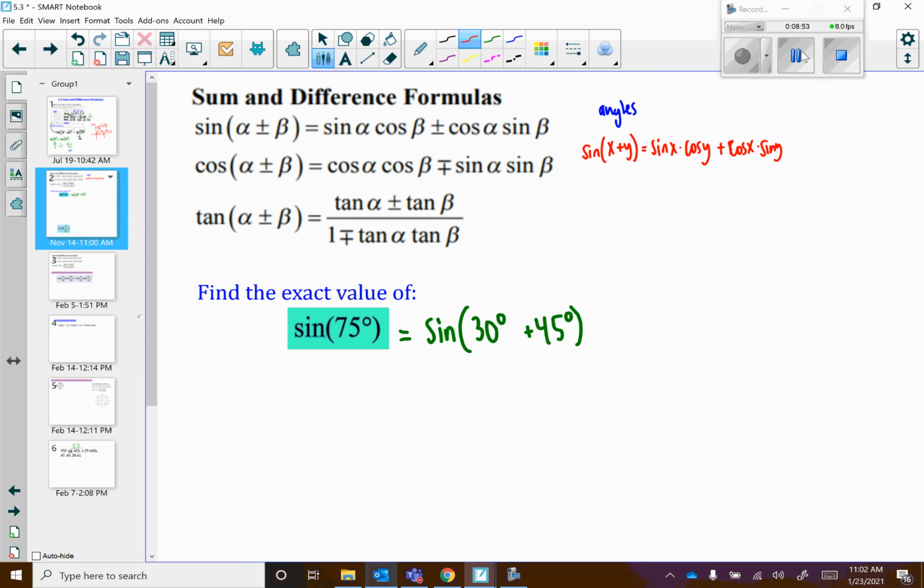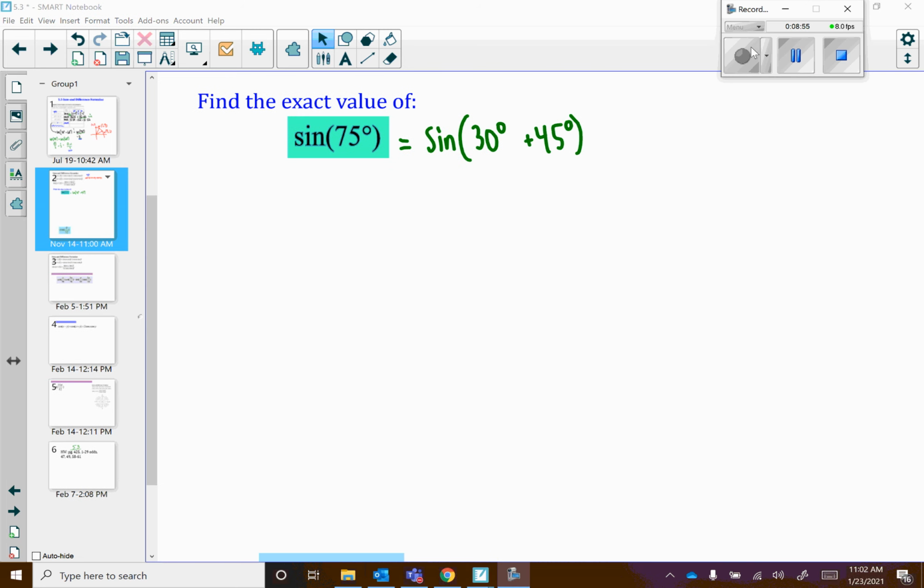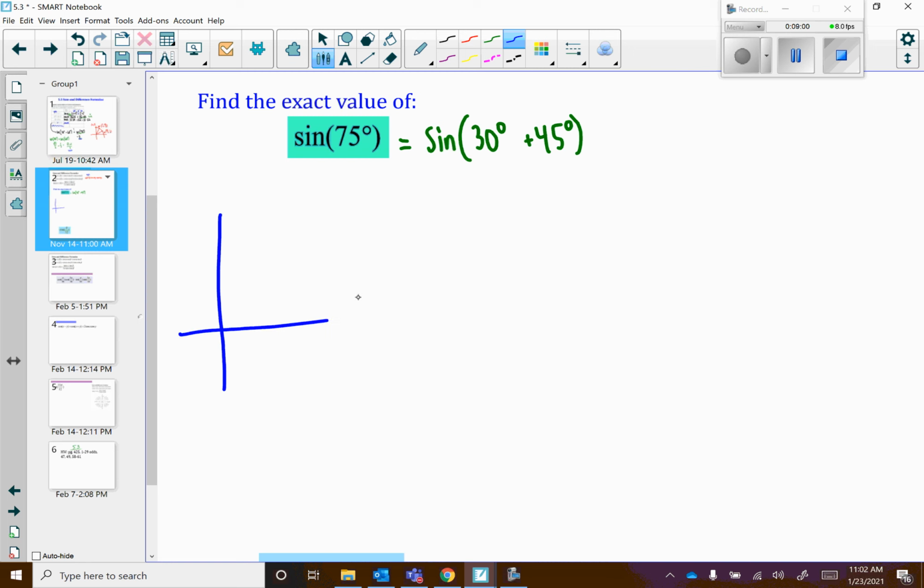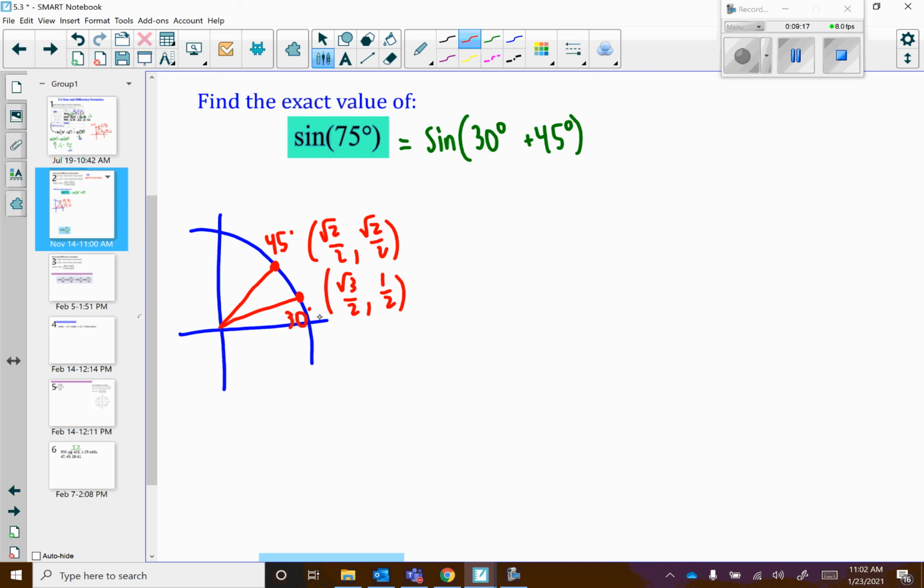So I'm going to take a moment, and again, I'm just going to sketch the first quadrant. I know I need 45 degrees, which is square root of 2 over 2, square root of 2 over 2, and 30 degrees, which I know to be square root of 3 over 2, 1/2. And now I can use my sum and difference equations to help me out here.